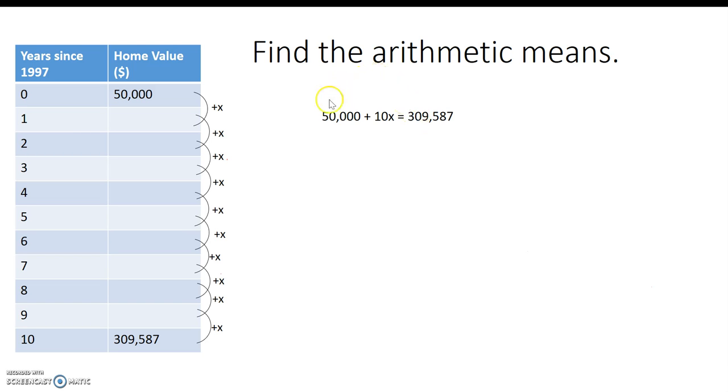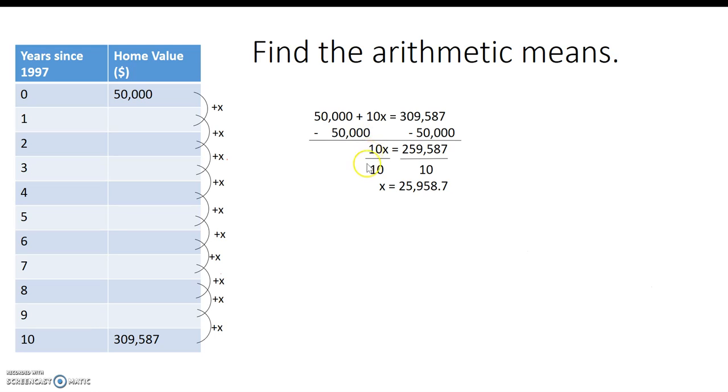When you have that equation and you go through to start solving, you've got to isolate the 10x first. So that 50,000 is positive, so to get rid of that, you would want to subtract 50,000 from both sides of our equation. That would leave you with 10x is equal to 259,587. That 10x would be like 10 multiplied by x, so to undo it, to get the x isolated, you'd have to divide both sides of the equation by 10, and then that'll leave you with x equal to 25,958.7. And then that value will be our common difference.